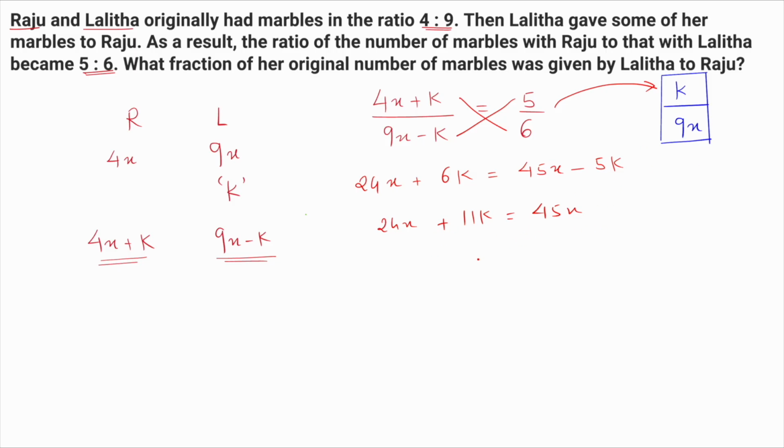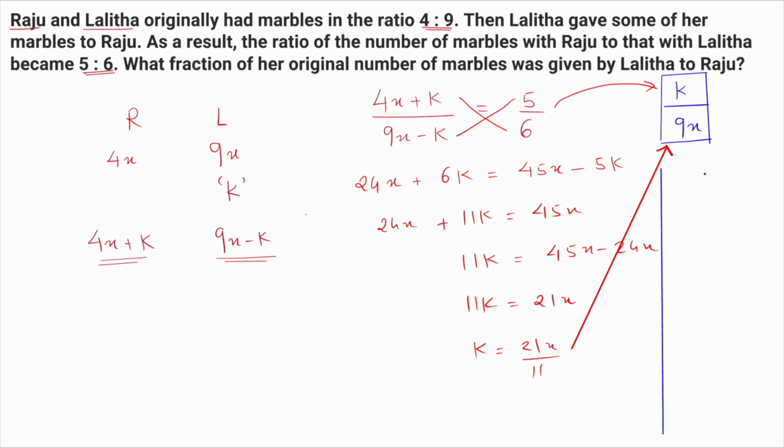Next step, I'll subtract 24x from both sides. Left hand side becomes 11k. Right hand side becomes 45x minus 24x. So here I get 11k is 21x, or k is simply 21x by 11. This value of k we substitute in the expression k by 9x to get our answer. We have got k as 21x by 11 and this is getting divided by 9x.